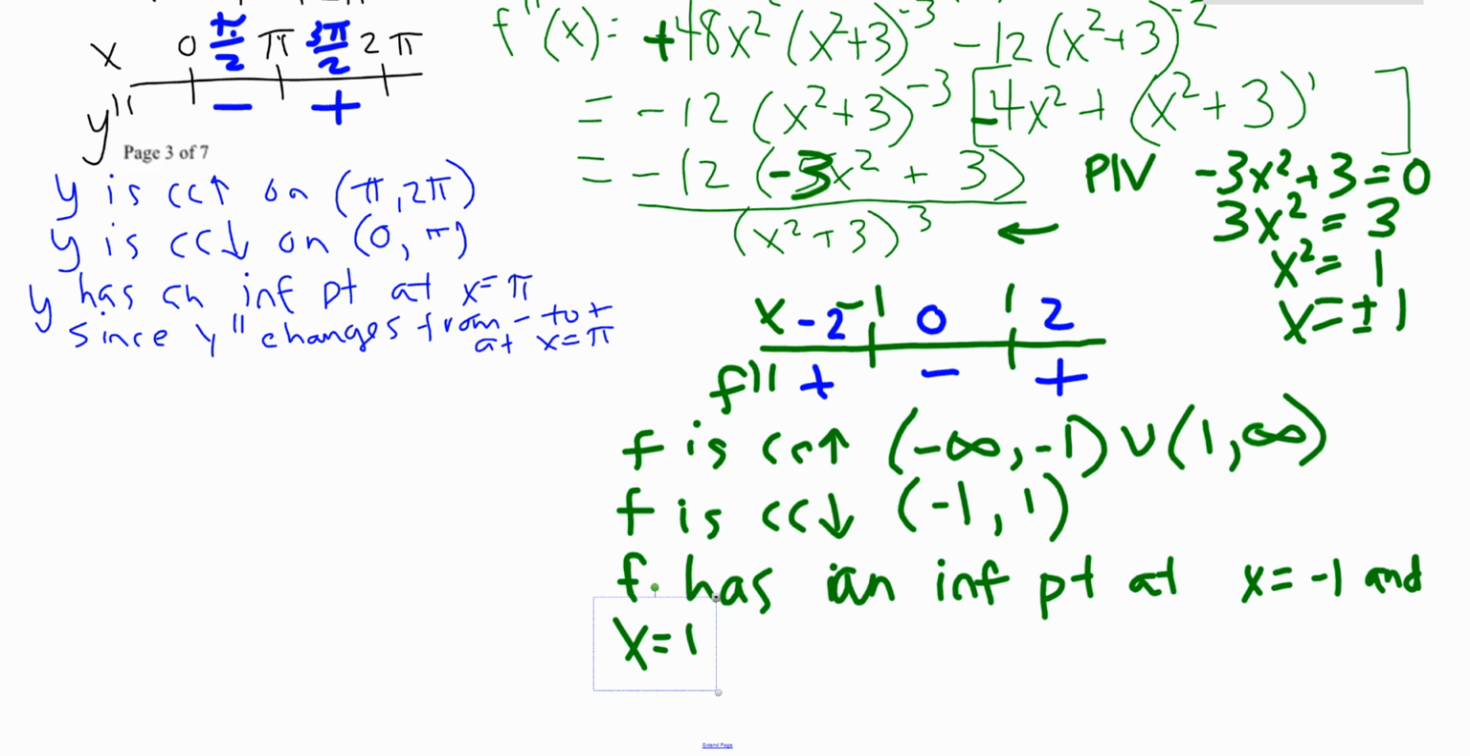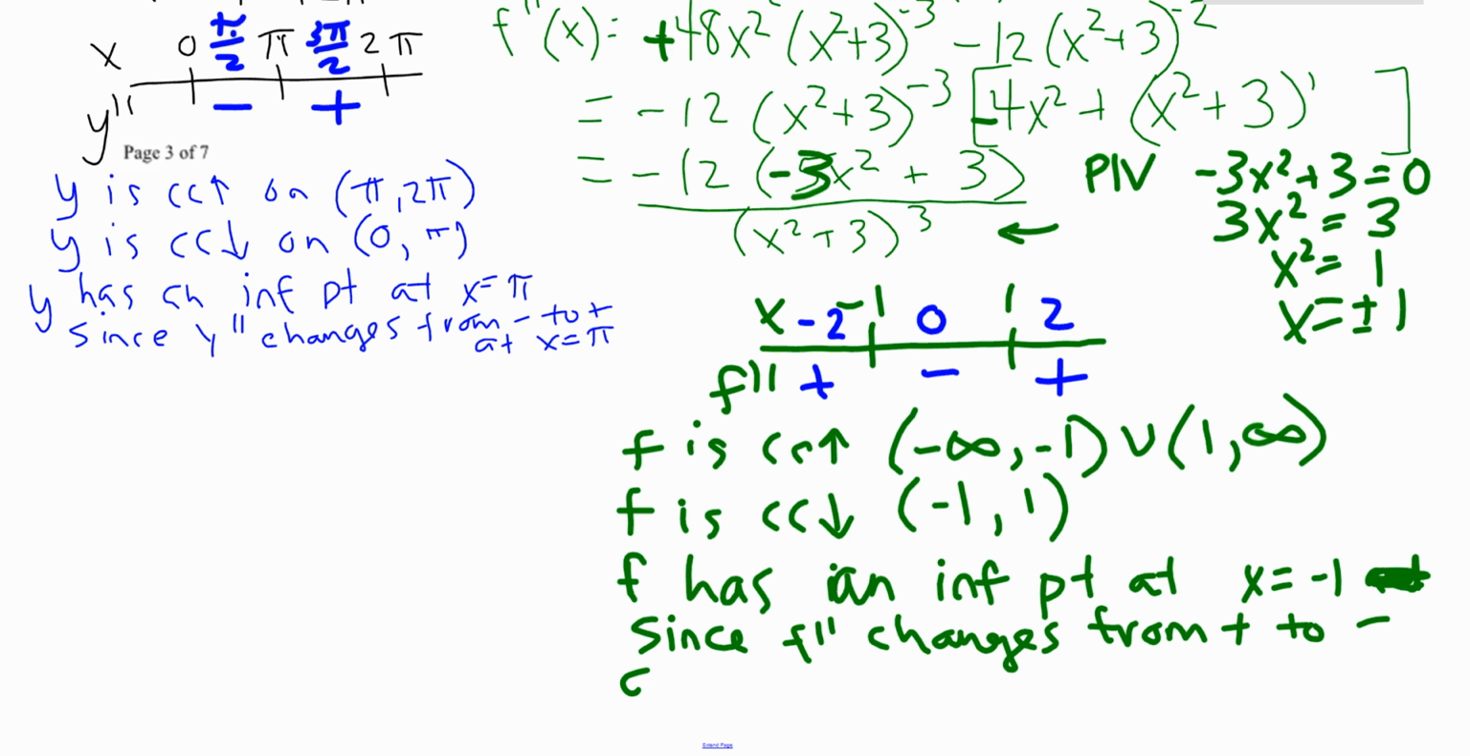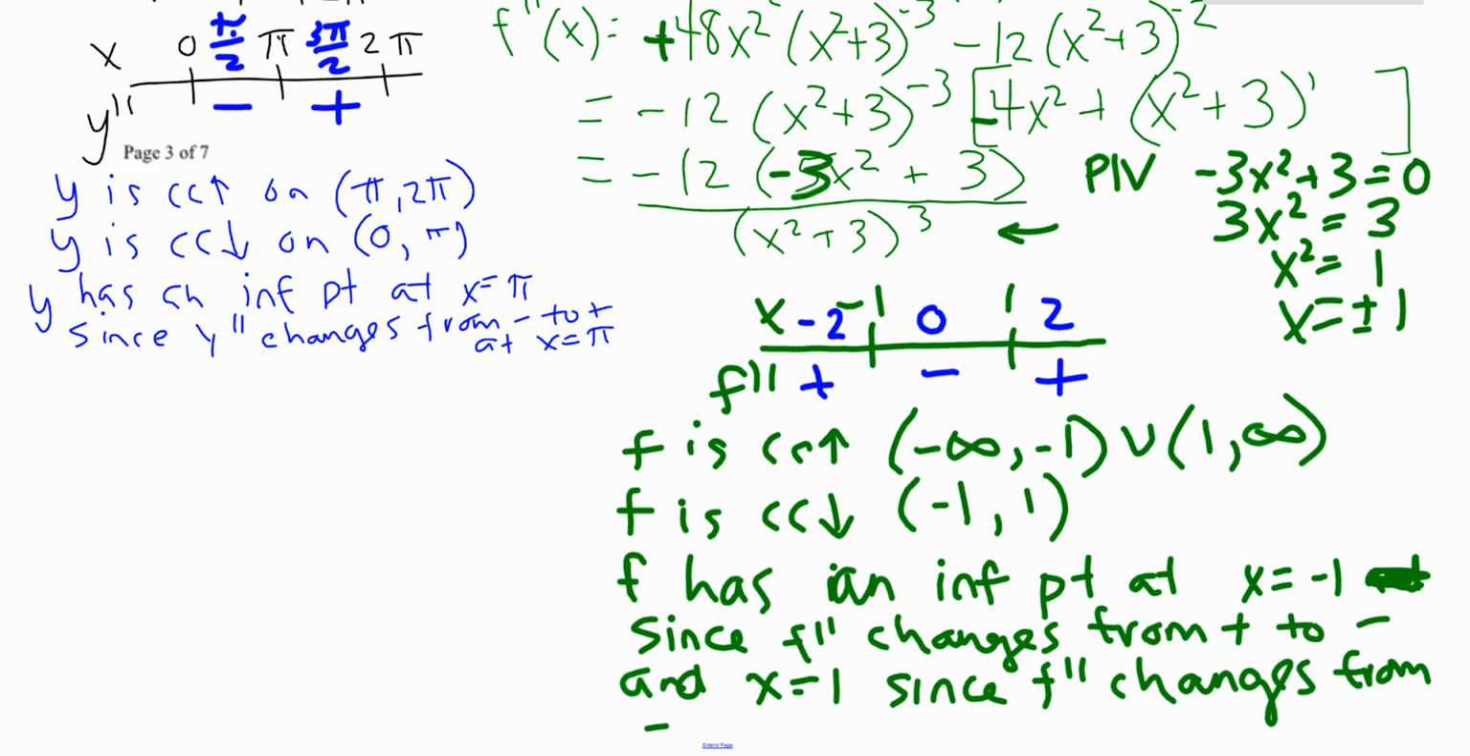I'm going to break that down, actually. It's better to describe each one individually. At x equals negative 1, since f double prime changes from positive to negative, and at x equals 1, since f double prime changes from negative to positive at x equals 1. So there you have it.